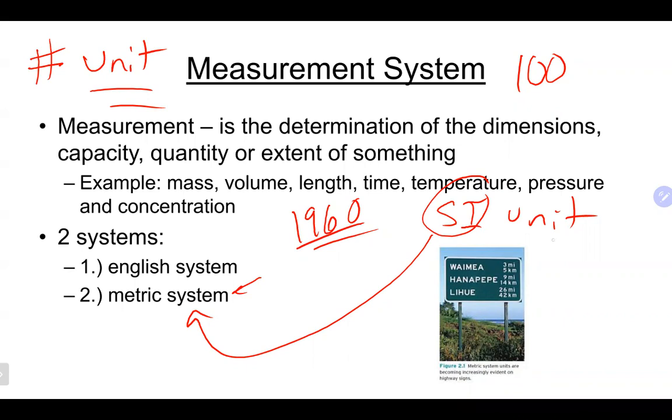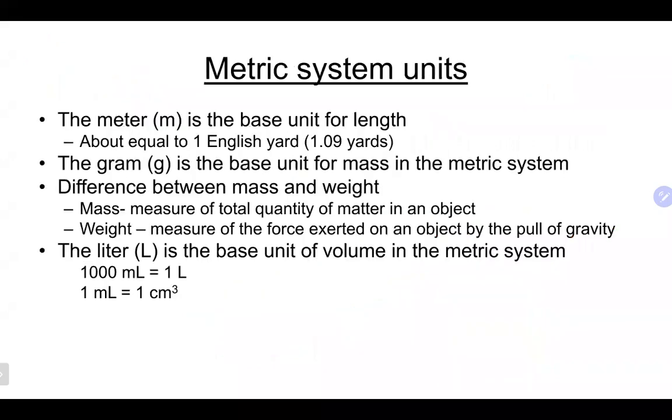Also, on signs we have things in kilometers. On your speedometer, when you look at it, it also tells you how fast you're going in kilometers per hour. Especially if you have the older ones where the needle goes that way. On a digital one, I think you could set it that way, but the old ones would have kilometers per hour on it.